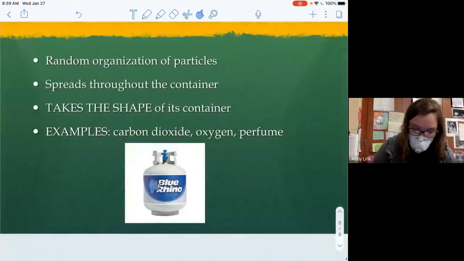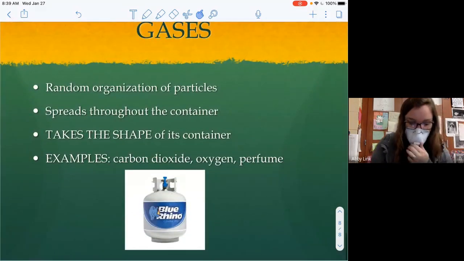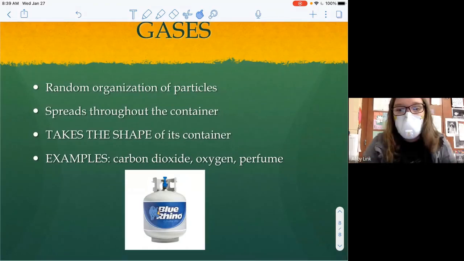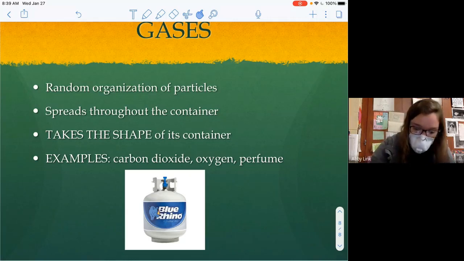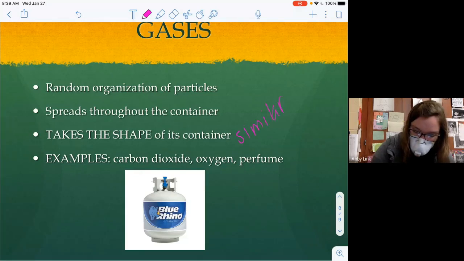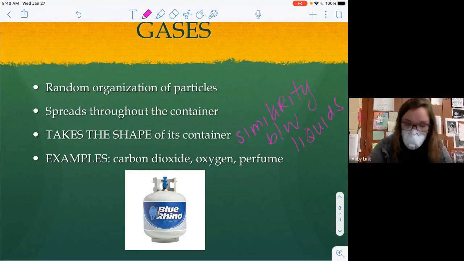All right, I think this is my last slide. So random organization of particles. Obviously, if we have gas particles going crazoid, they're not going to be organized very well, okay? They're going to spread throughout the container, and they are going to take the shape of the container, okay? So kind of a similarity here between gases and liquids, right? Taking the shape of the container.